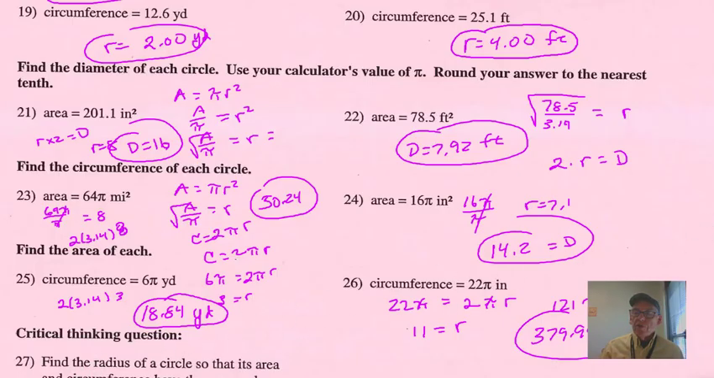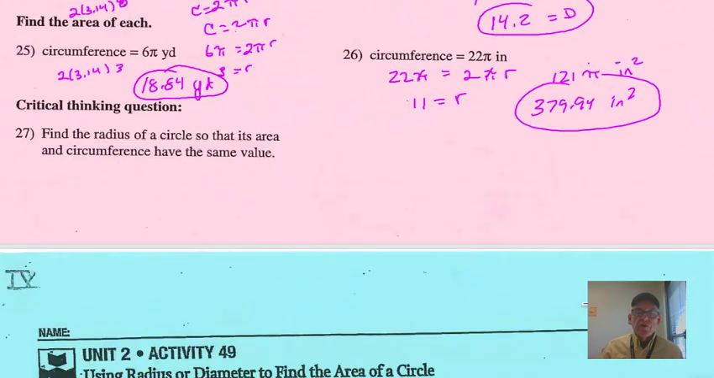Find the radius of a circle so its area and circumference have the same value. I ran into one of these today on the other worksheet. It turns out for a radius of 2, we have a circle where that works. Let's look here. So I've got a radius of 2. I want to find the circumference and the area.